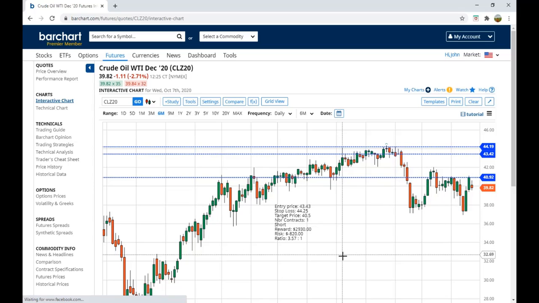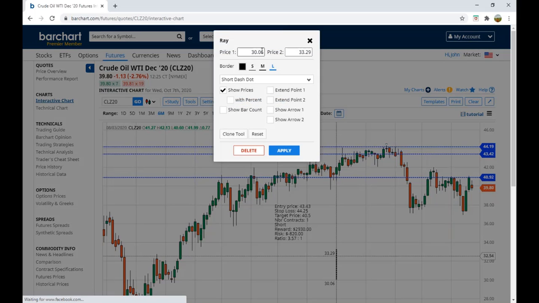So let's go down here. I'm going to put the array right here at $30. And then I'm going to go up to $33.30. Now, I don't need to be precise as I'm drawing this array. I can right-click on it again and just change the values. So I'll do $30 versus $33.30. That would be $3.30 in range, right?